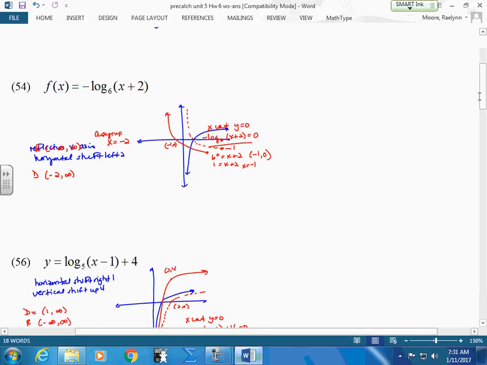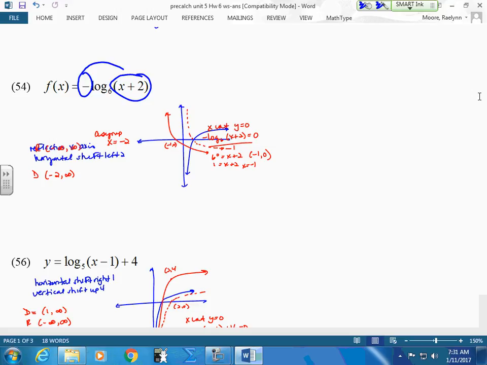All right, again, what transformation is this? What's this one? Horizontal shift left 2 units. And shift left 2 units, and then what does this negative do? Reflection in the x-axis. The y is negating. So with your finger, go from positive to negative. You're reflecting in the x-axis.